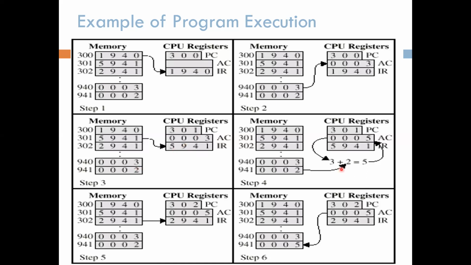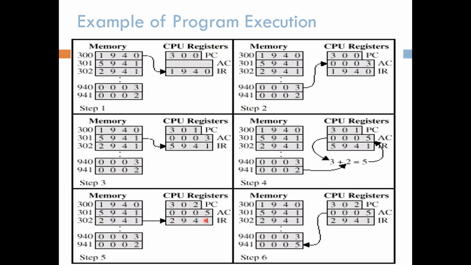So we're going to add 2 to whatever's in the accumulator, which is 3, and then we're going to store it as 5, right? So that's happening there. And then the next one, well, obviously, it's a loop, and we're going to go sequentially again. The program counter will increment to 302. And what's the instruction there? It's 2941, and we put that in the instruction register.